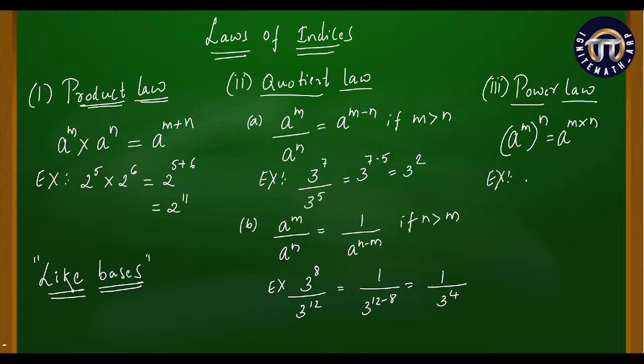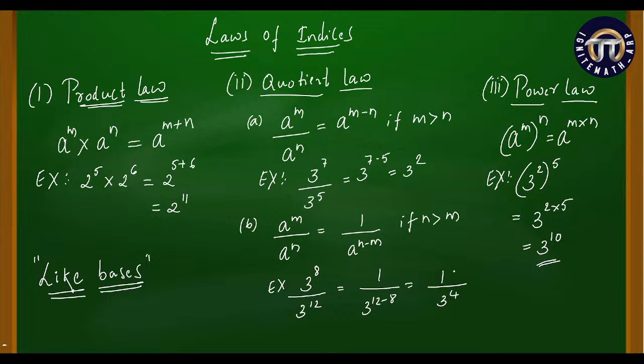Look at this very carefully. If I have 3 to the power of 2, to the power of 5, then I can write this as 3 to the power of 2 into 5, that is equal to 3 to the power of 10. This is nothing but the power law.